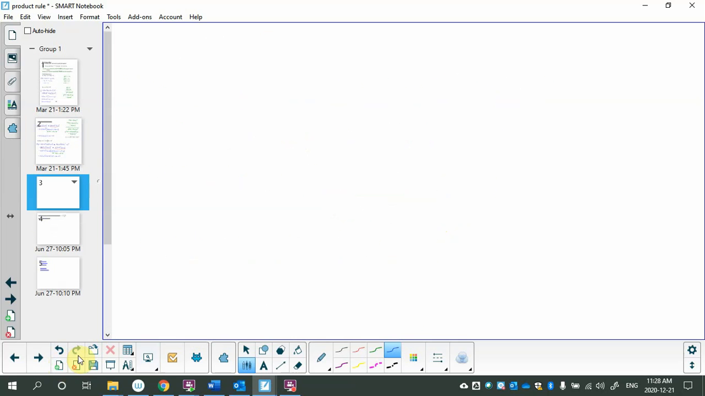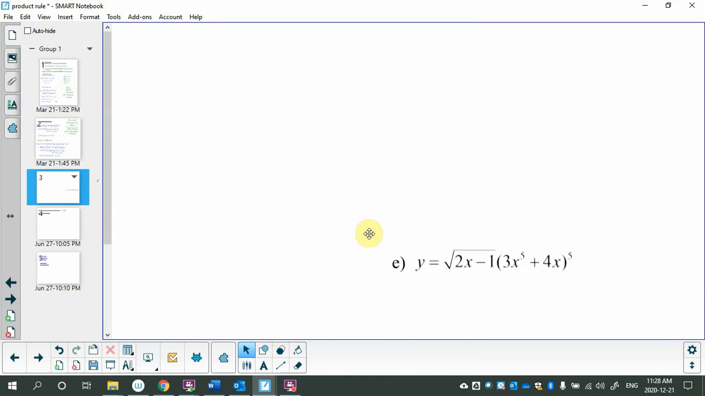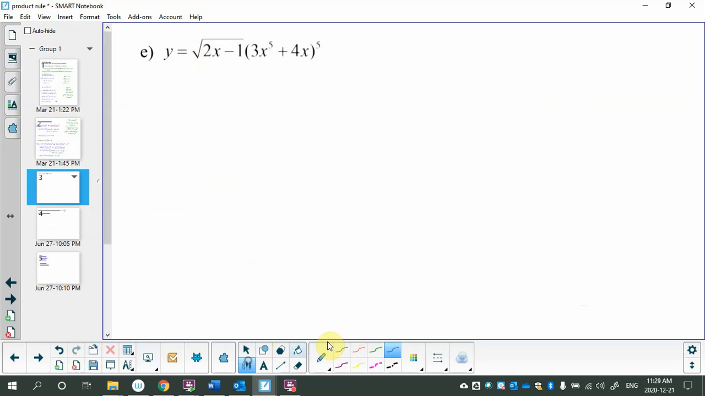I am going to make a brand new page and attack this second last question. And just so you know, you should think about this question. Notice this is not blue or green. You should think about this question as in this 2x plus 1 needs a bracket with an exponent 1/2, and then the 3x to the 5 plus 4x all to the 5 can be like that.